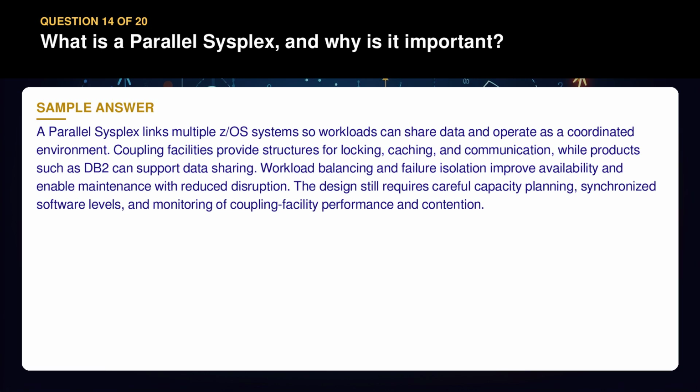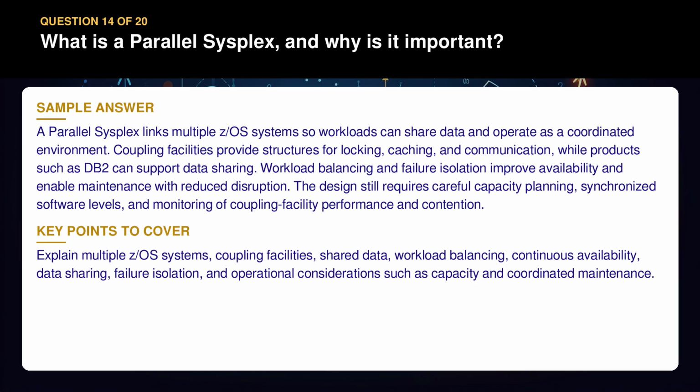Workload balancing and failure isolation improve availability and enable maintenance with reduced disruption. The design still requires careful capacity planning, synchronized software levels, and monitoring of coupling facility performance and contention. Explain multiple z/OS systems, coupling facilities, shared data, workload balancing, continuous availability, data sharing, failure isolation, and operational considerations such as capacity and coordinated maintenance.